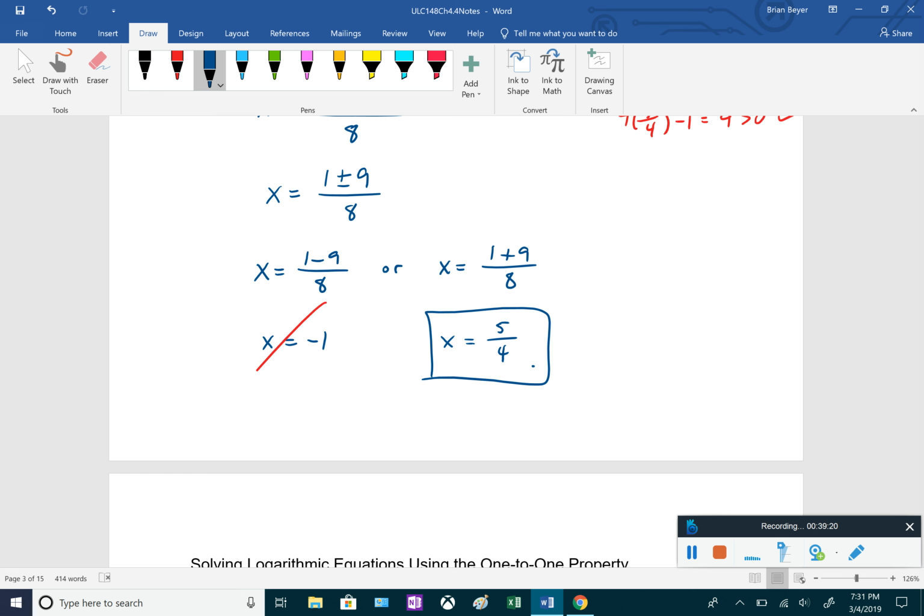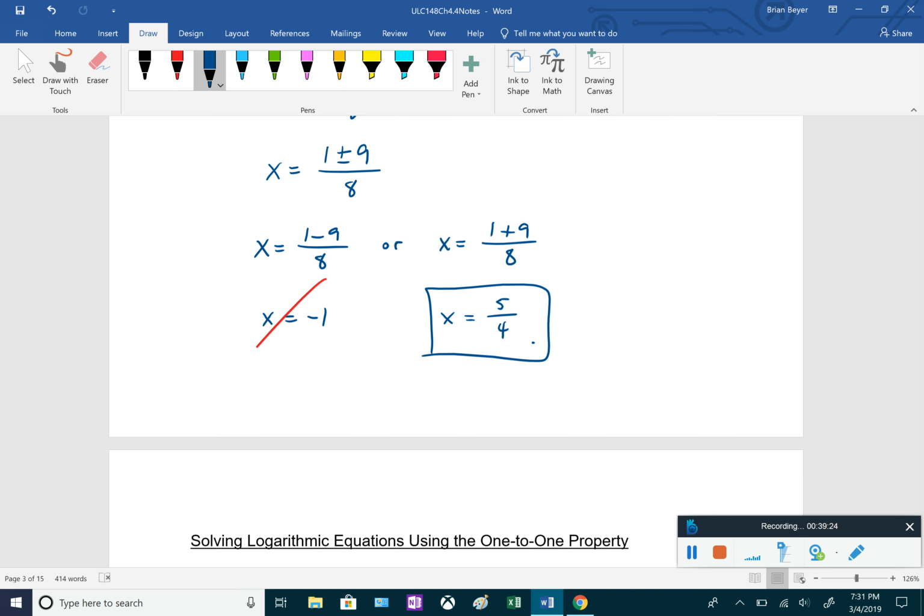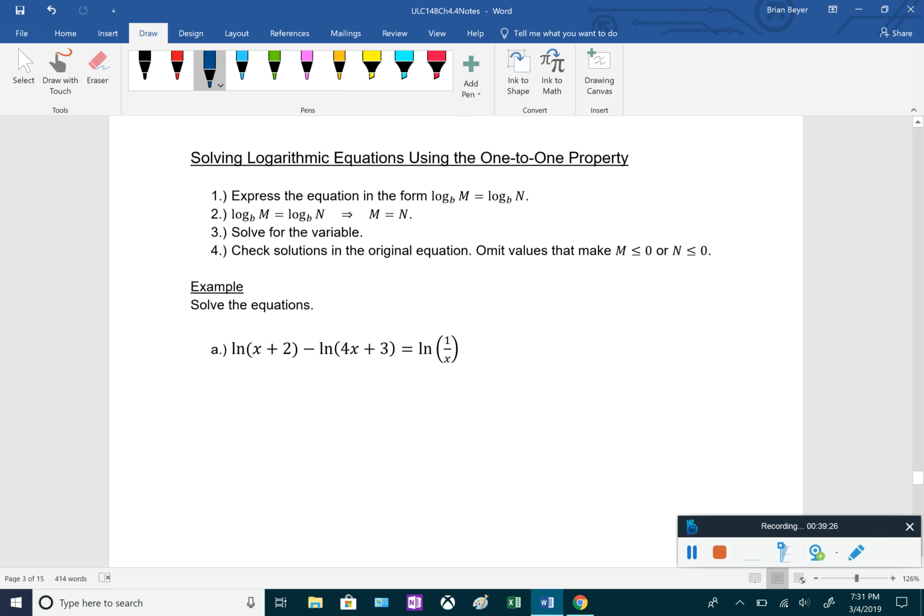Okay, so that's the first way that we can solve logarithmic equations. For this next way, the next one is solving logarithmic equations using the one-to-one property. So the one-to-one property, if you remember when I was going over the inverse properties in section, I don't know, 4.1 or whatever it was.